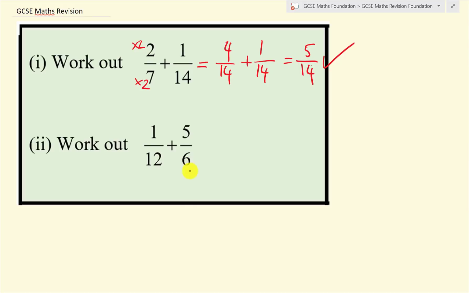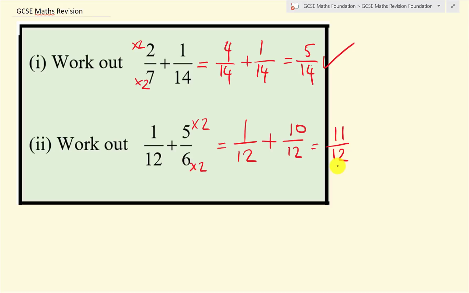Next, again another adding fractions, so we can see 6 and 12 are multiples of 6, so we can multiply this fraction 5/6 by 2 to make the denominator 12, so that means we need to multiply the numerator by 2 as well. 1/12, leave as it is, added to 5 times 2 is 10, 2 times 6 is 12, and we have 11/12, because 10 add 1 is 11, and the denominator stays the same.